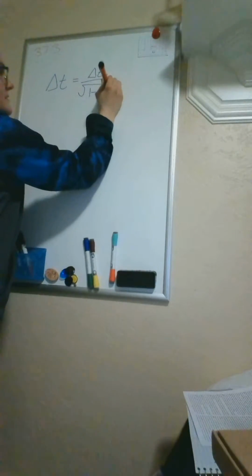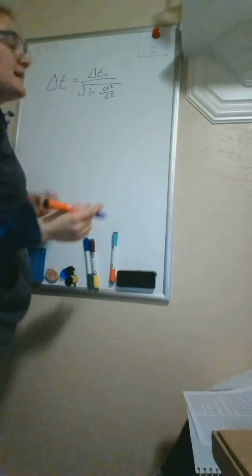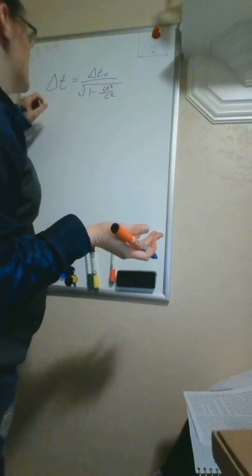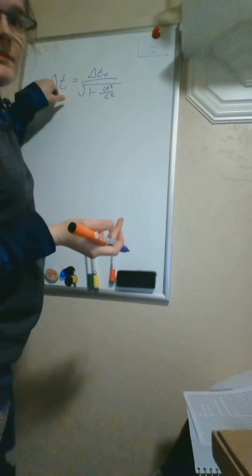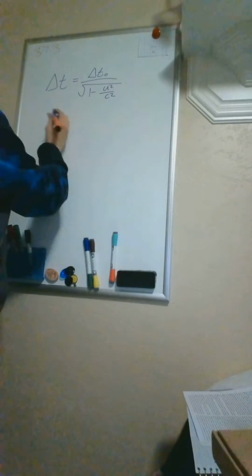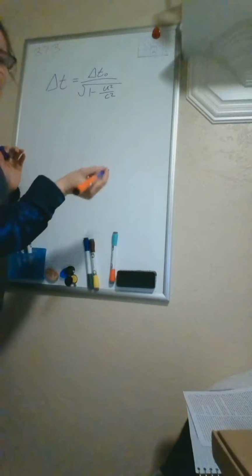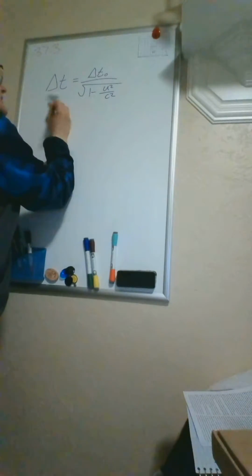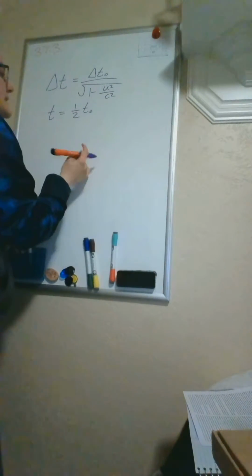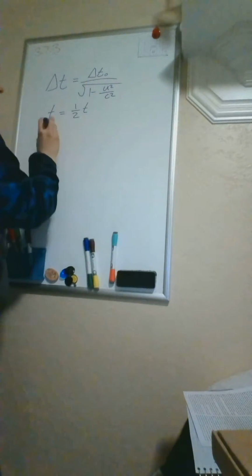So we usually have this equation that delta t is equal to delta t naught divided by the square root of 1 minus u squared divided by c squared. But in this particular question, it wants us to have delta t be 2 times as large as delta t naught, or delta t naught just be half as big. So we're just going to do that, and I'm not going to write the deltas anymore because it gets annoying. So we'll have t is equal to 1/2 t naught.